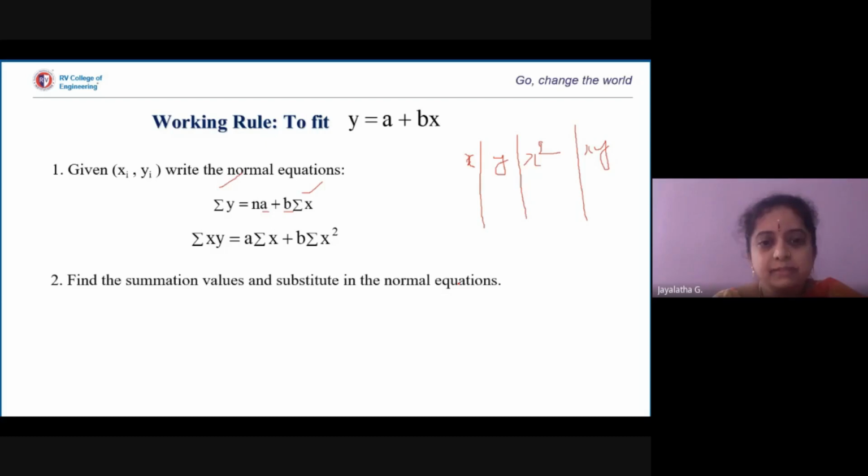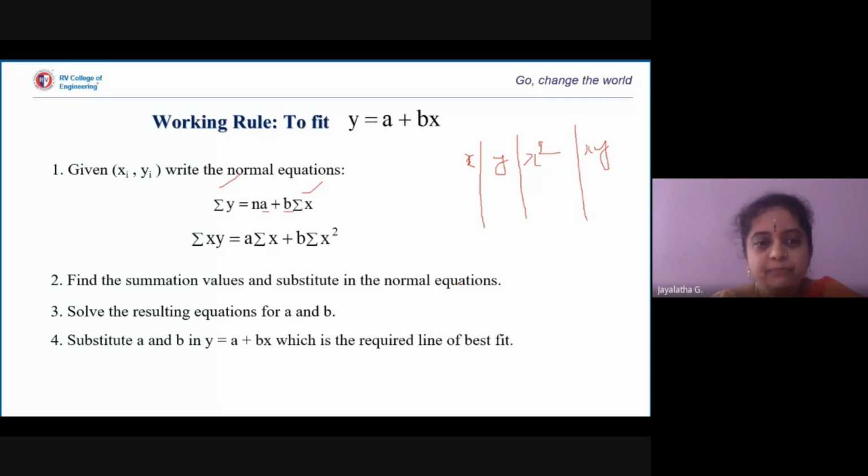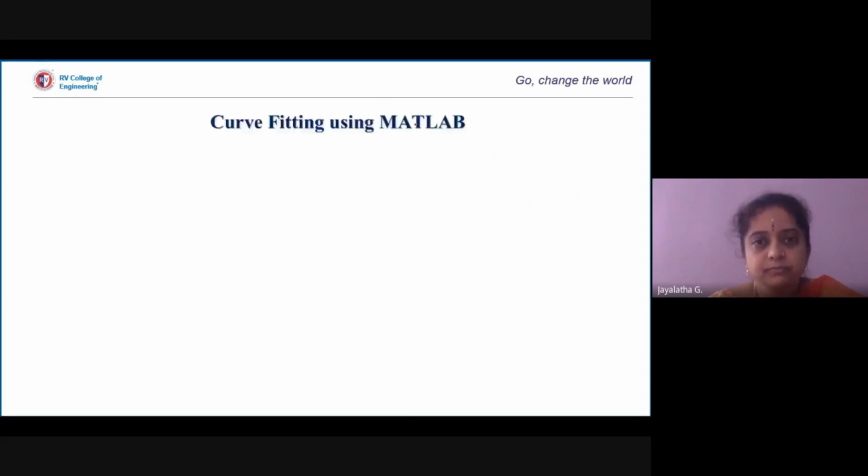So next step is to substitute these summation values in the normal equations. Use calculator, go to equation mode. It will ask number of unknowns. You have two unknowns here. Just substitute the coefficients and get a and b. And substitute back in the required equation of best fit, y equal to a plus bx. That will give you the curve of best fit, right? Which is a straight line in this case.